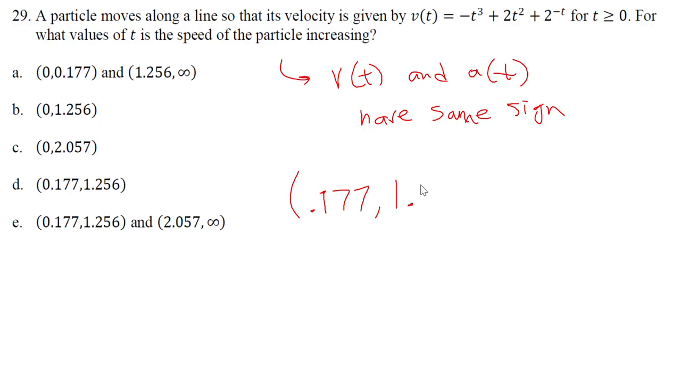So 1.256 is where we stop increasing. So that's one of our intervals, 0.177 to 1.256. So that eliminates A, B, and C. Just leaves us with D and E.